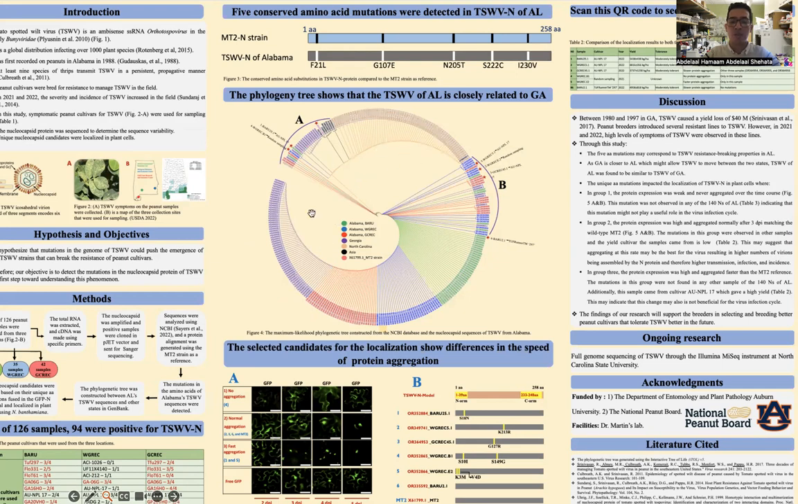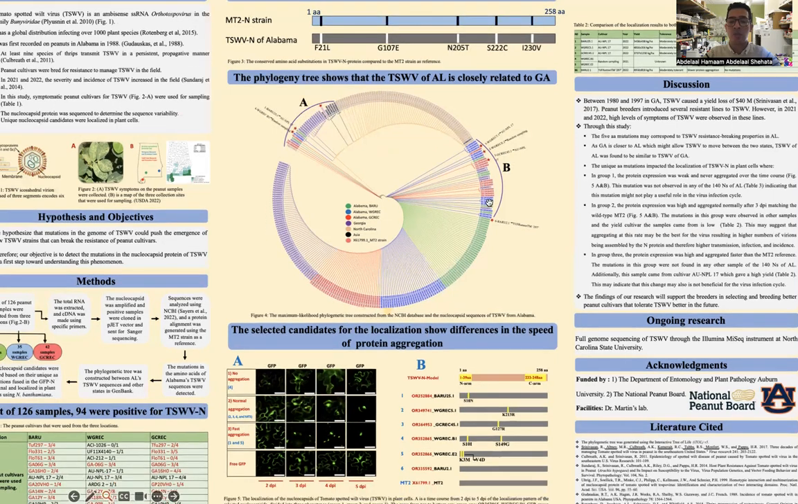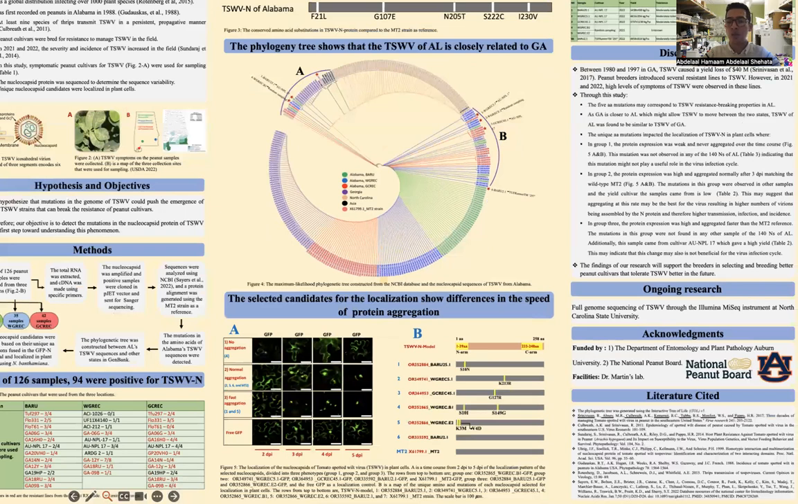But most interestingly, we were able to see 2 subclades, A and B. These 2 subclades were a mix of sequences from the 3 locations of Alabama, and sometimes just Georgia, and here was Georgia, North Carolina, and Asia. In order to understand these 2 subclades, we selected 8 nucleocapsids, marked with this red star, to localize them in a plant cell. So what is localization, basically?